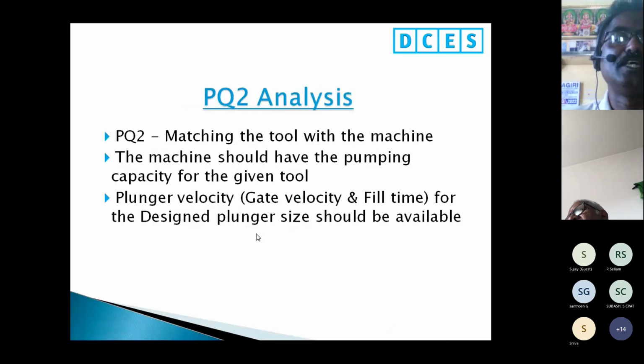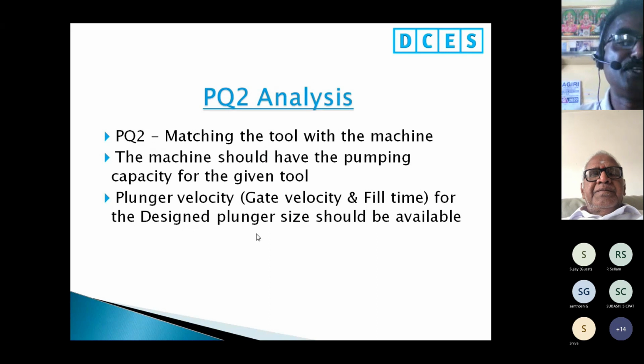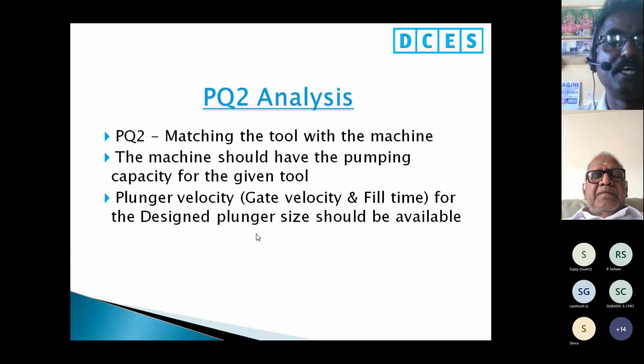The PQ square is about matching the tool with the machine. The machine should have the pumping capacity for the given tool. This is the idea: the plunger velocity, gate velocity, and the fill time for the designed plunger size should be available. So PQ square will help us check whether the die is suitable for that machine. Otherwise, we have to check again the plunger size, the plunger speed, the gate velocity, the gate area, everything.